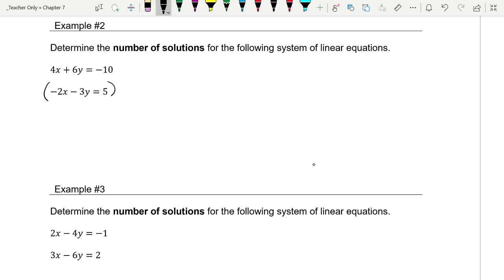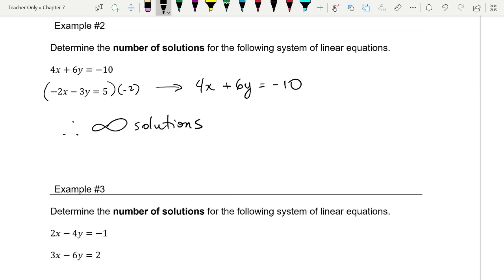If I take this equation and I multiply it by -2, look what happens. -2 times -2x is 4x. -2 times -3y is plus 6y. And -2 times 5 is -10. Therefore, there's infinite solutions.